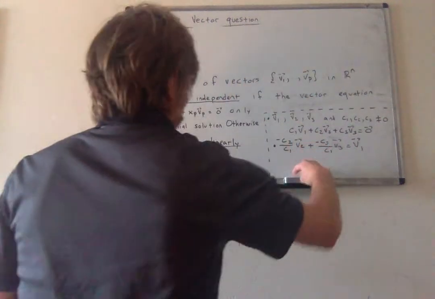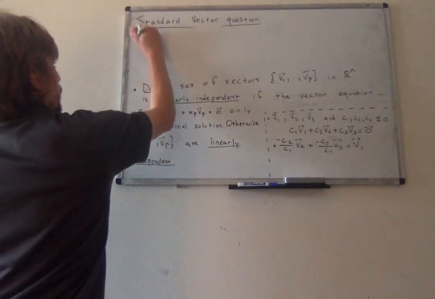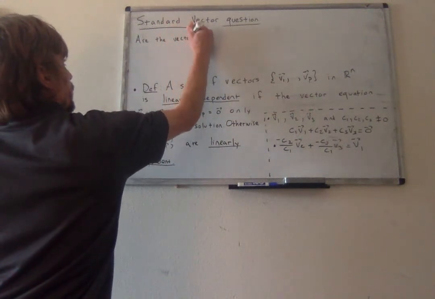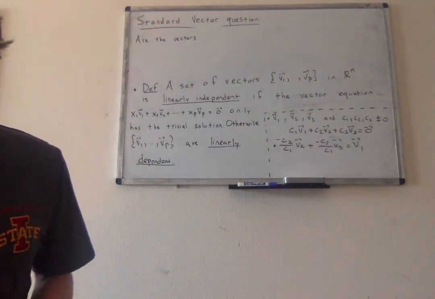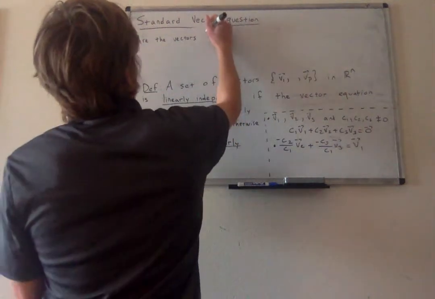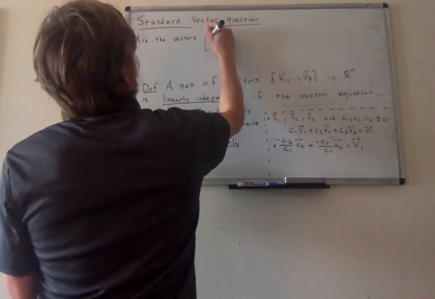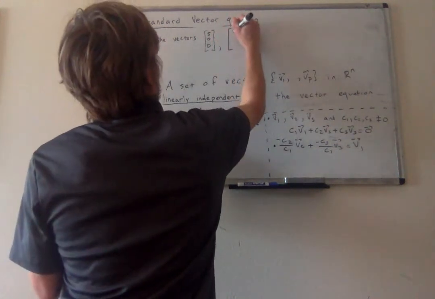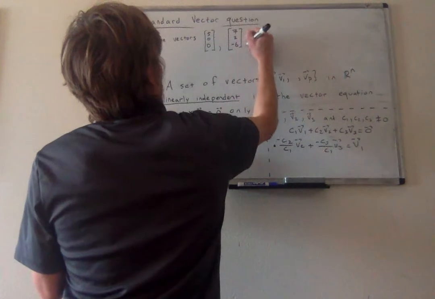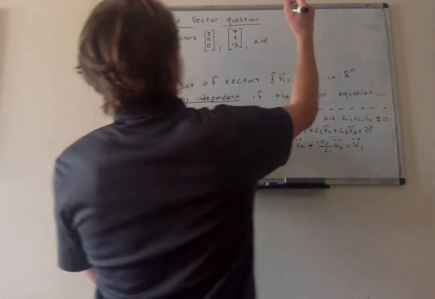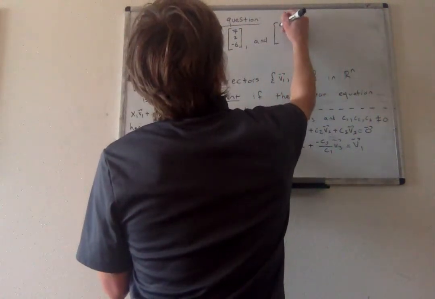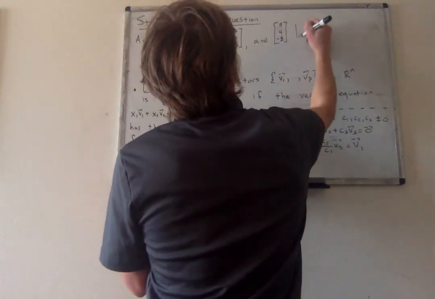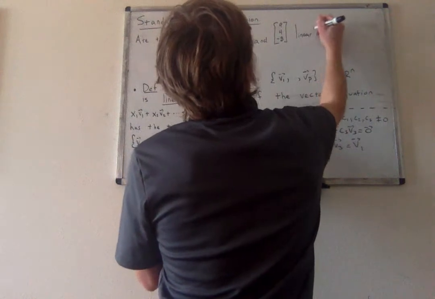So here's our new standard vector question. Are the vectors, and I've already forgotten what the vectors were, of course, 5, 0, 0, 7, 2, negative 6, and 4, negative 8, linearly independent?